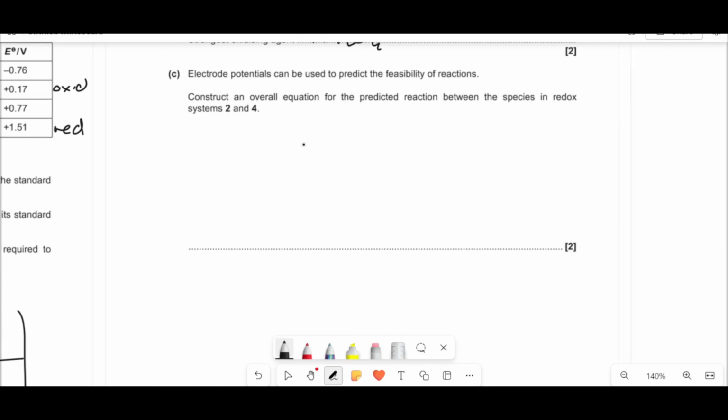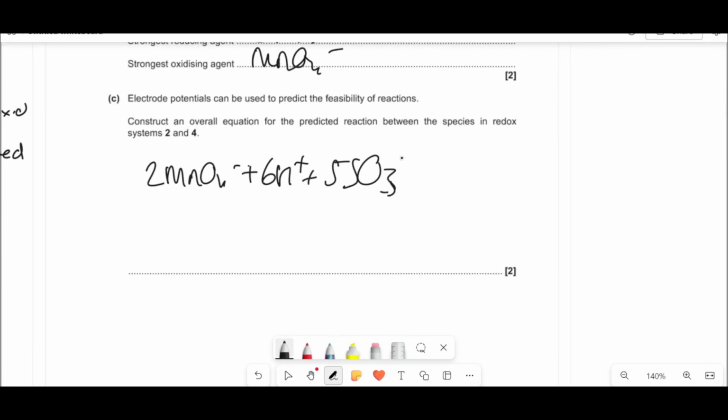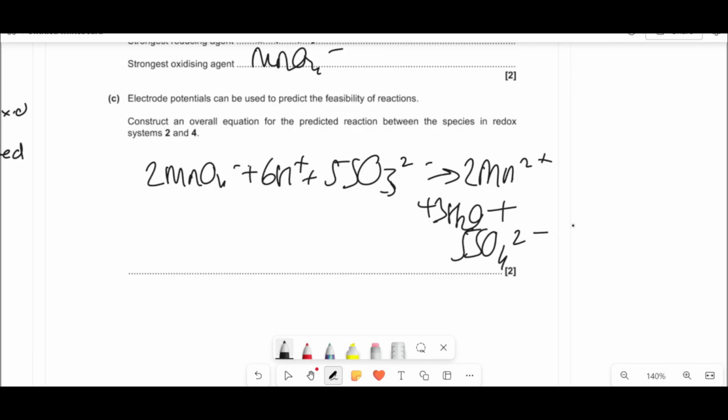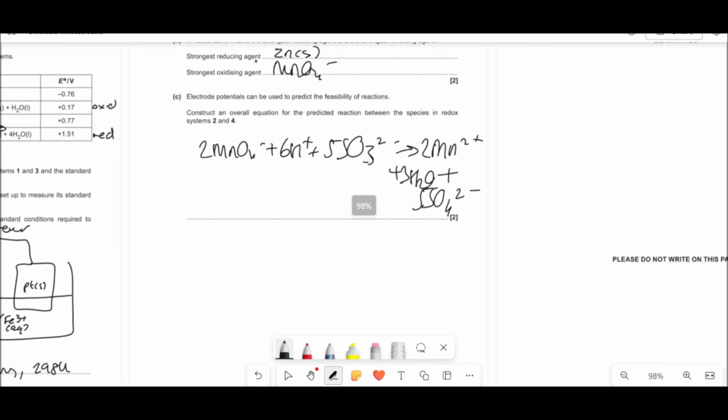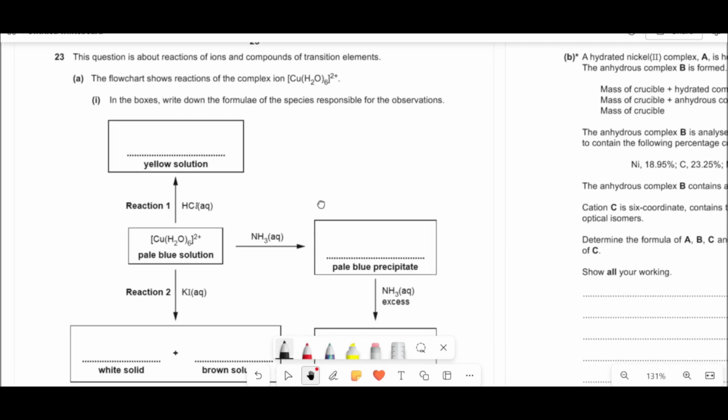Just for the sake of time, I'm just going to quickly write all of this out. So it's going to be 2 MnO4− + 6H+ + 5 SO3 2− goes to 2 Mn2+ + 3H2O + 5 SO4 2−. That's all it is. You can just do that yourself. There you go. Enjoy.